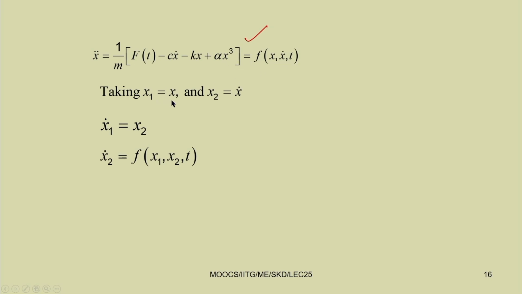Taking x1 equal to x and x2 equal to x dot, we have a set of first order equations, which we can use to find the solution using the Runge-Kutta method. Particularly for a multi degrees of freedom system, it is not simple to use this method.